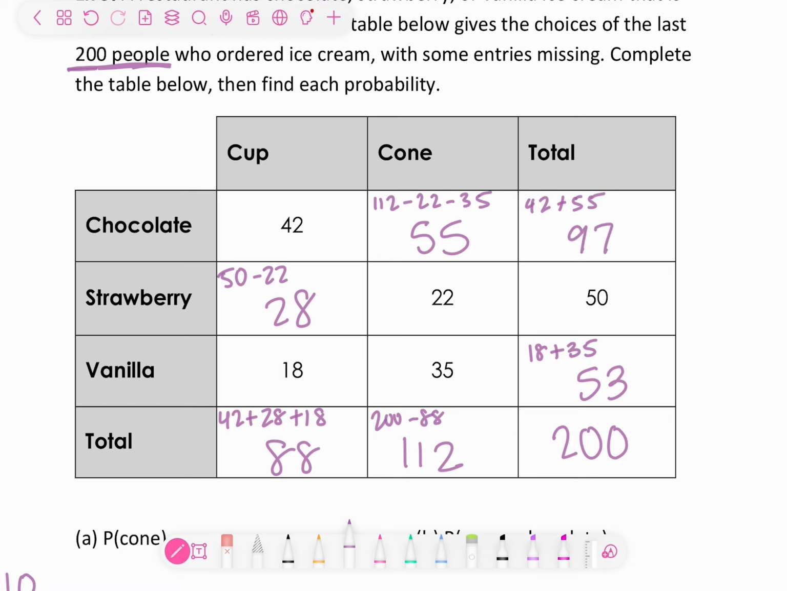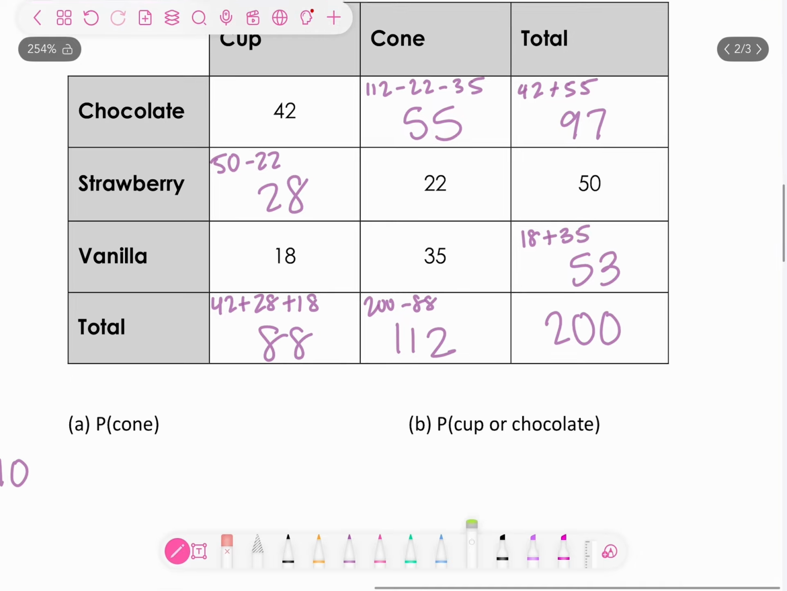And then I'm just going to double check that these marginal frequencies add to 200 and that these marginal frequencies add to 200. 97 plus 50 plus 53. Yeah. Okay. And then, of course, you can double check if you want. Make sure all your joint frequencies add to 200 as well, just to make sure you didn't make a mistake. So 18 plus 35 plus 22 plus 28 plus 55 plus 42 is 200. So I just added these all up. All right, now we can answer our question.